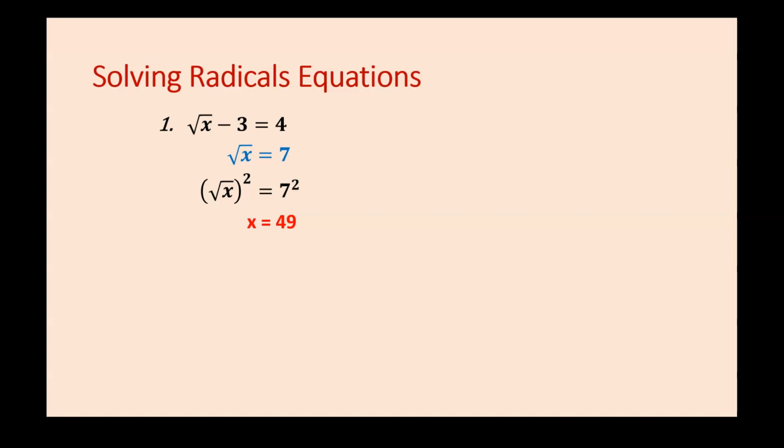Let's try again. Here I have the square root of x plus 1 minus 3 is equal to 2. Again, rule number 1, get the radical by itself. So, anything outside of the radical we want to get rid of. So the opposite of subtracting 3 is adding 3. So we're going to add 3 to both sides.